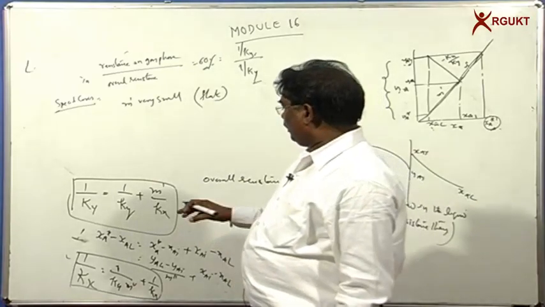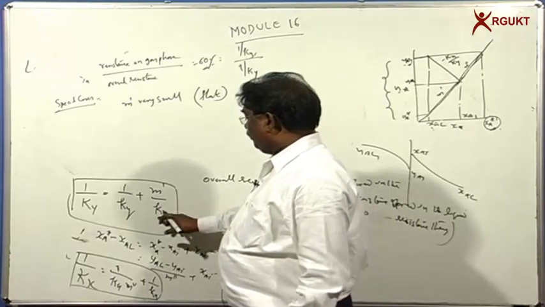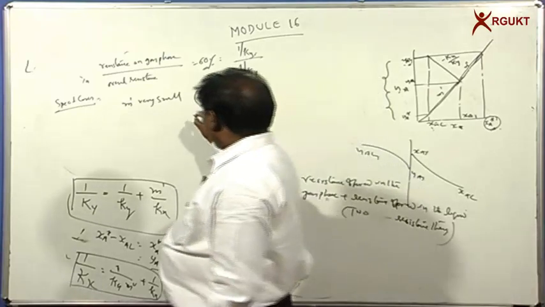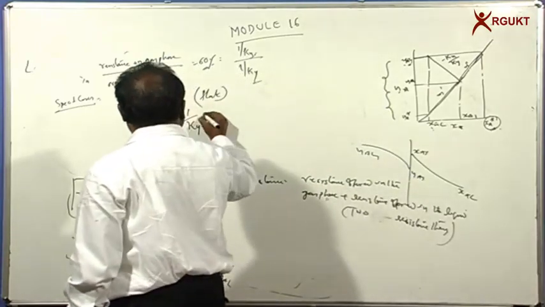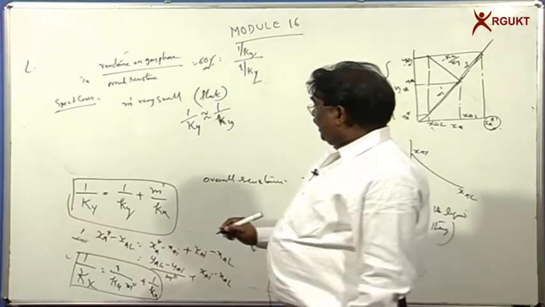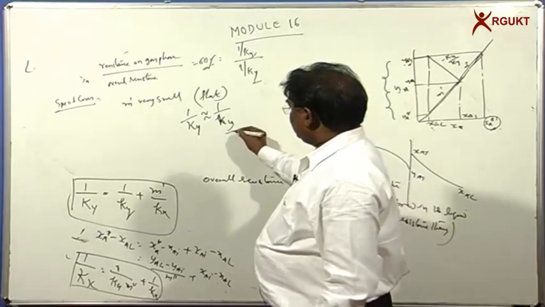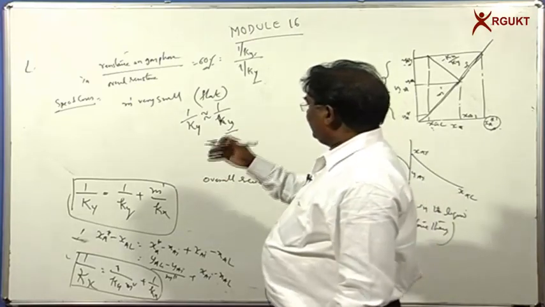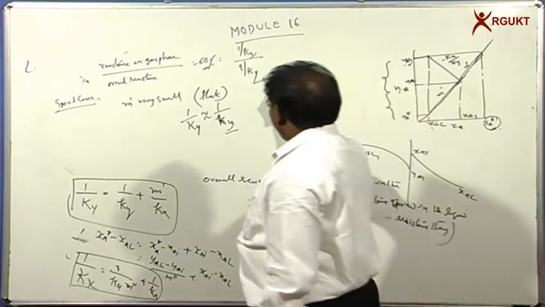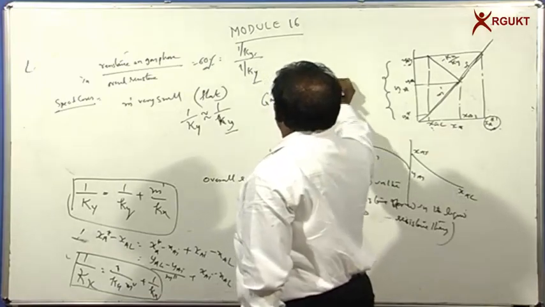So when m becomes very small, m by kx becomes very small. Then 1 by capital Ky is approximately equal to 1 by small ky. That means the total resistance is controlled only by the gas phase, and this type of case we call gas phase controlled.